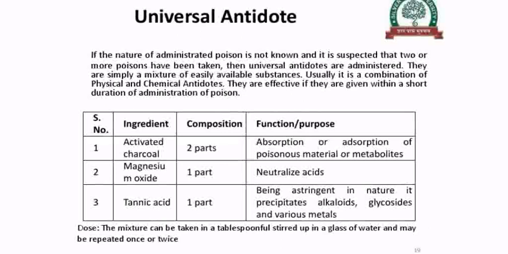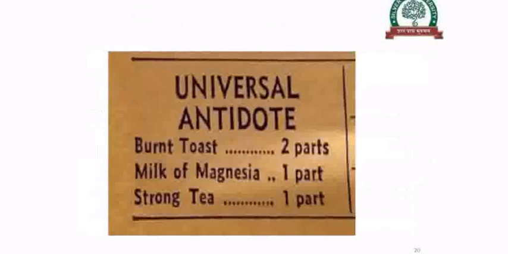So what we do is we make a mixture of three types of antidotes. One is the physical antidote, that is the activated charcoal. We take 2 parts of activated charcoal and mix it with 1 part of an acid-neutralizing chemical antidote, that is the magnesium oxide. And the third is the tannic acid, which will chelate and precipitate the substances. So we make a mixture in a 2 to 1 to 1 ratio, and consume it with a glass of water, once or twice a day as per the requirement. Most of the poisons can be tackled by using this antidote.